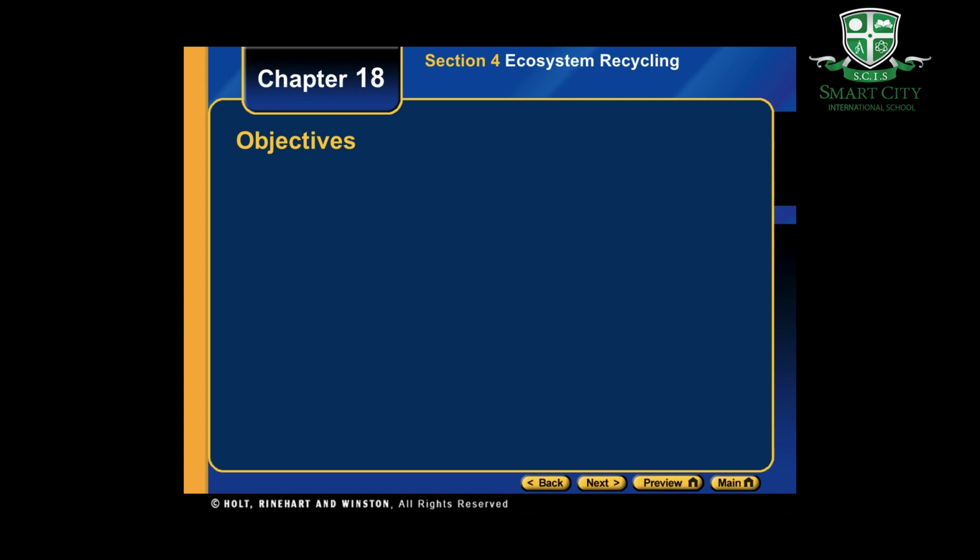Section 4, Ecosystem Recycling or Cycles in Nature. You will find this section on page 371 in your textbook.